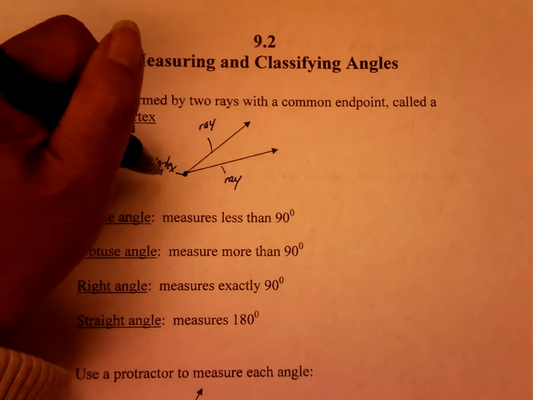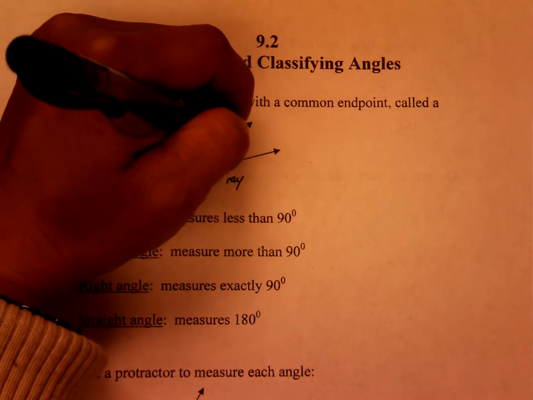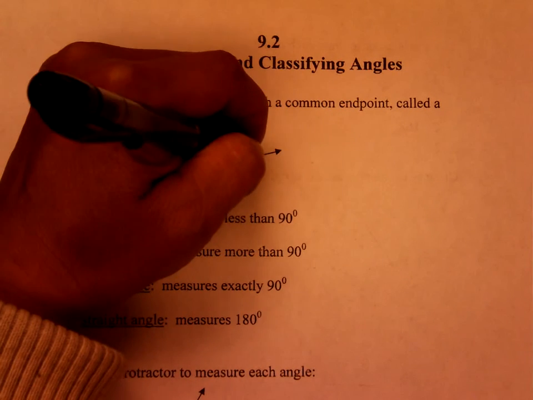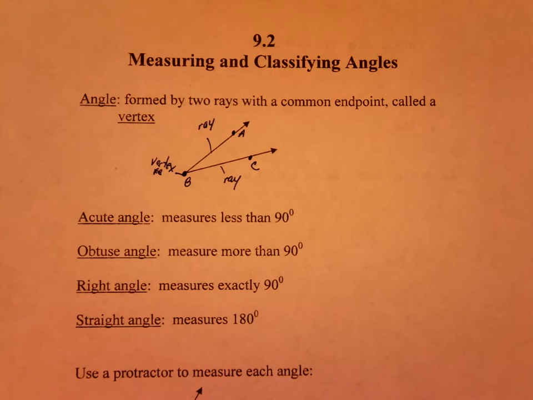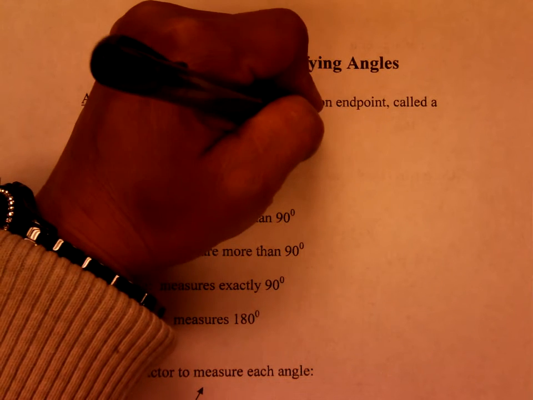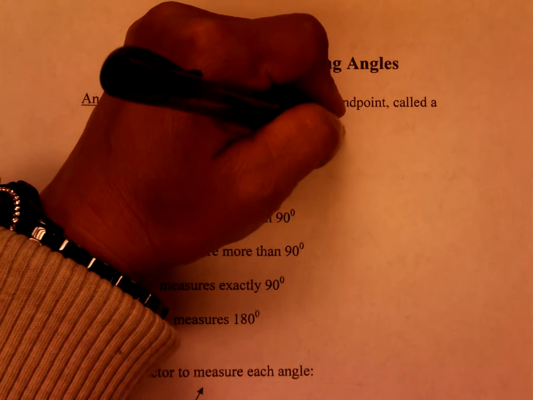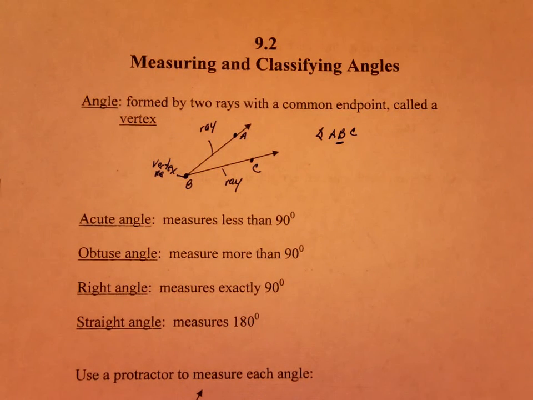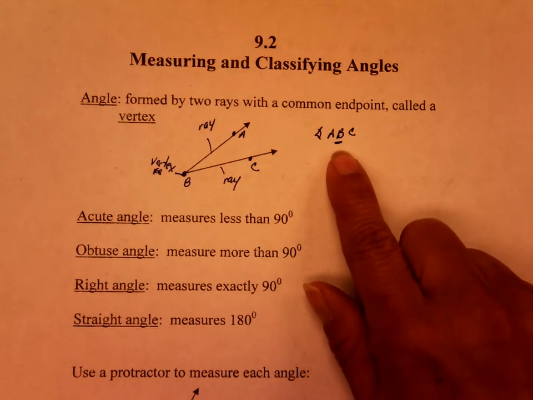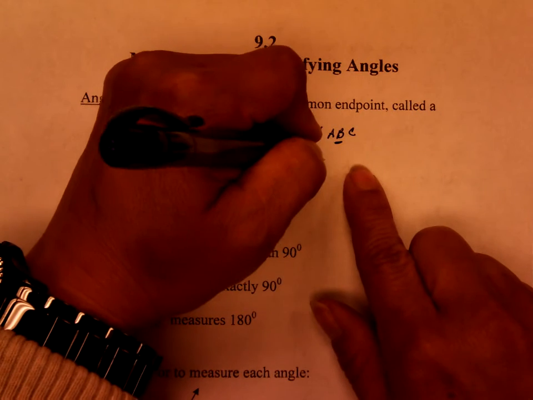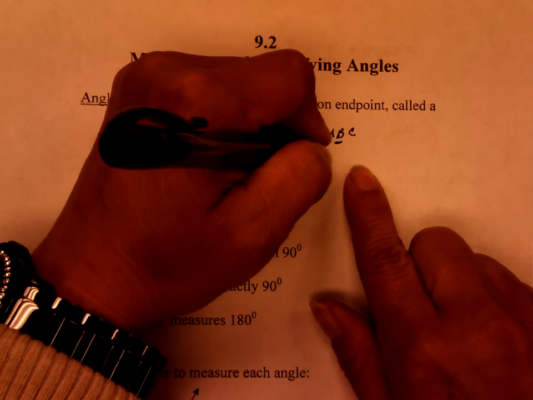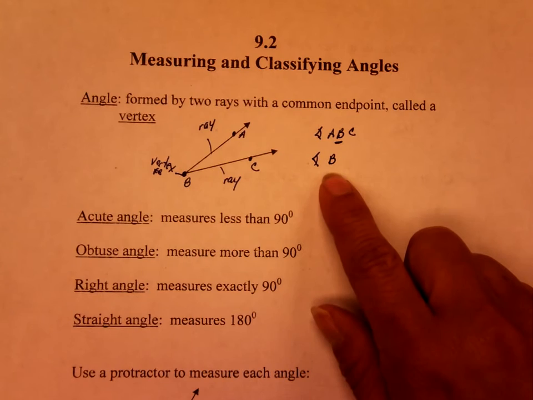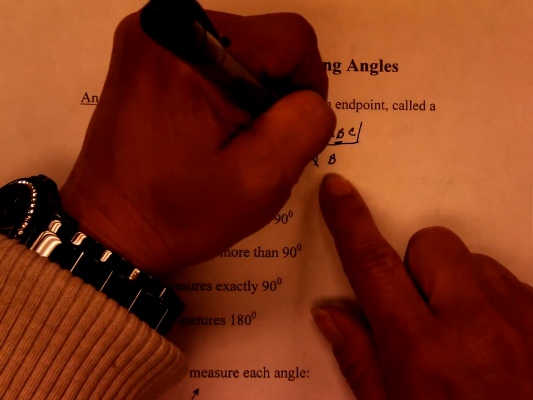To name your angle, right here, you write A, B, and C. You would say angle ABC. The middle letter of the three letters is your vertex, and that's the angle you're naming. Or you can name it angle B. You could just name it by the vertex. Most of the time, you're going to see it this way.